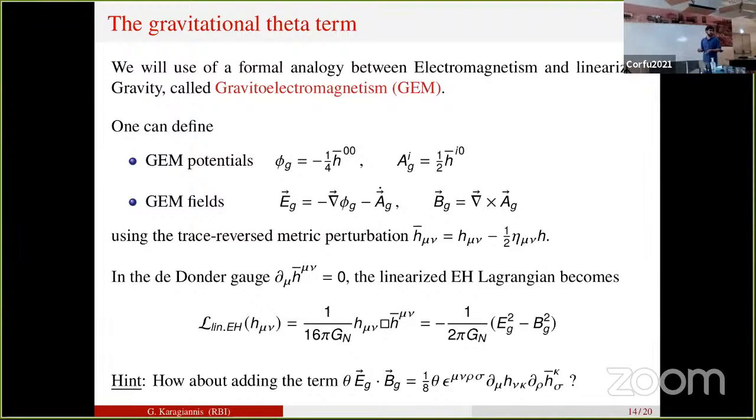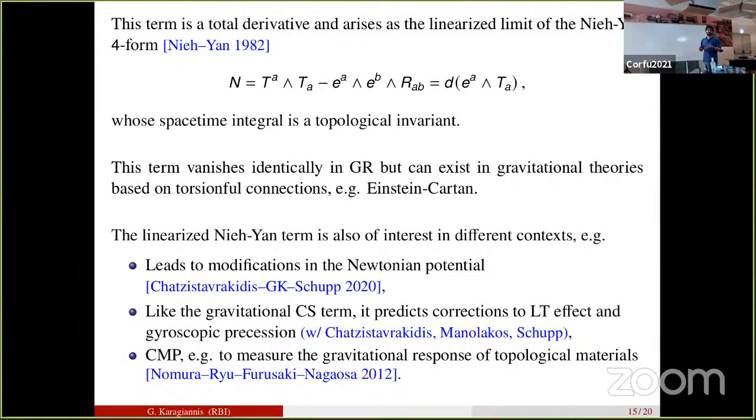So how about adding a term like theta E_g dot B_g, the really direct analog of the electromagnetic one? In fact, this term is a total derivative, and its nonlinear origin comes from a well-known four-form called the Nieh-Yan four-form. It's written as a sum of a torsion squared term and this term here, which is usually called the Holst term. And it is a total derivative term and a topological invariant. It's normal if somebody is not familiar with this term, mainly because it vanishes identically in general relativity, simply because GR is based on a torsionless connection. But the Nieh-Yan term can exist and has a number of applications in gravitational theories based on torsional connections, like Einstein-Cartan theory, for example.